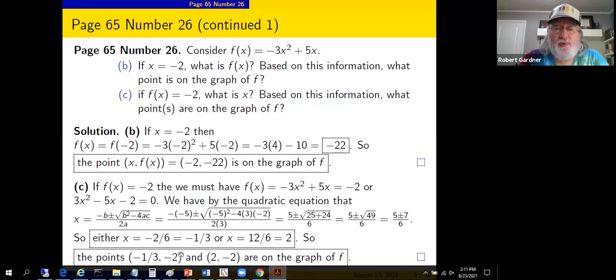And we deduce that that gives us these 2 points on the graph of the function. It's 2 points that have the same y value.